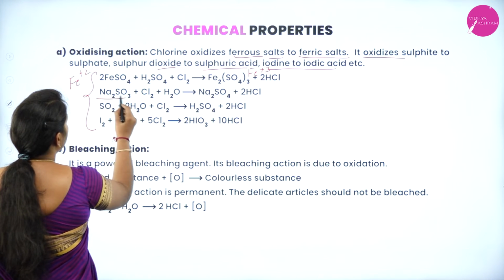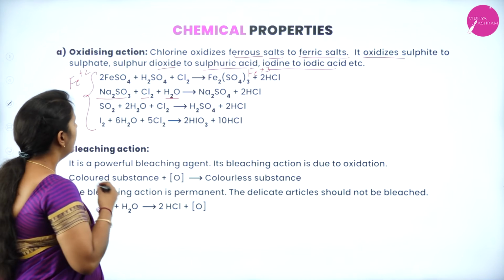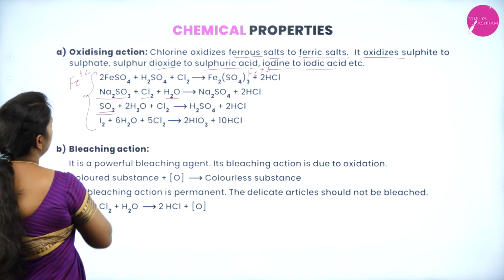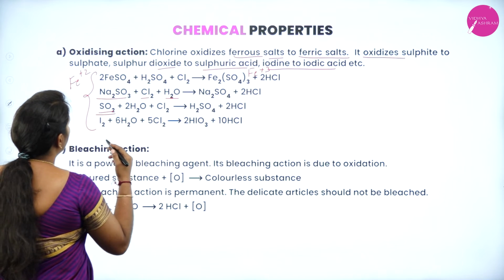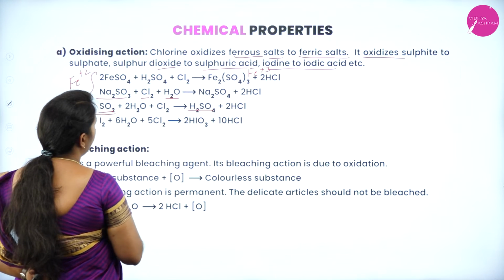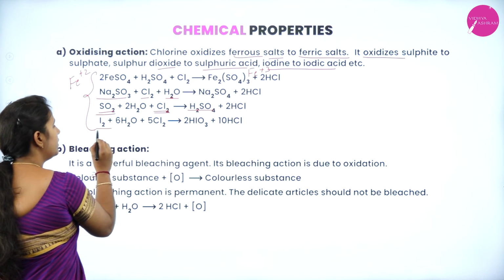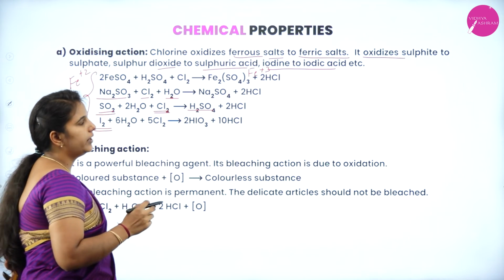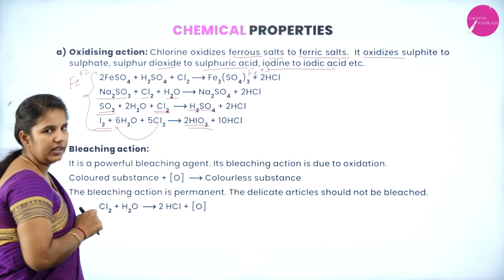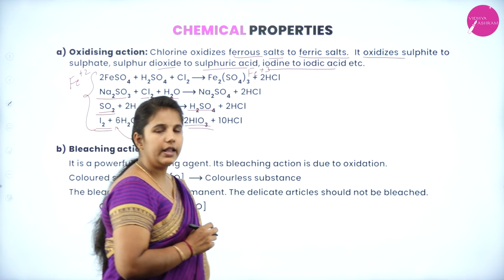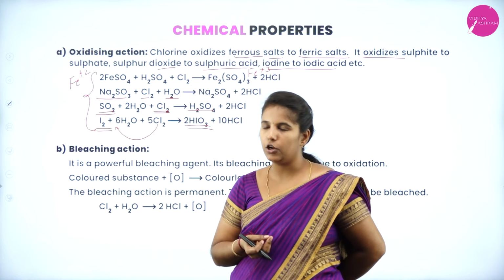Similarly, sodium sulfite in presence of chlorine gas and water becomes sodium sulfate. Similarly, sulfur dioxide, which is a sulfite, is converted into sulfuric acid in presence of chlorine gas. Similarly, if you take iodine, it gets converted into iodic acid in presence of chlorine gas. Thereby, all these reactions indicate that chlorine is a powerful oxidizing agent and it oxidizes many compounds.